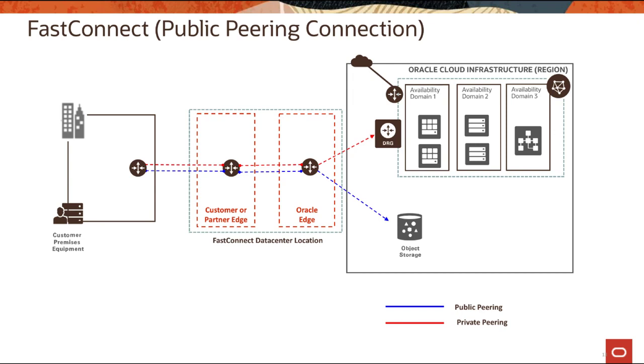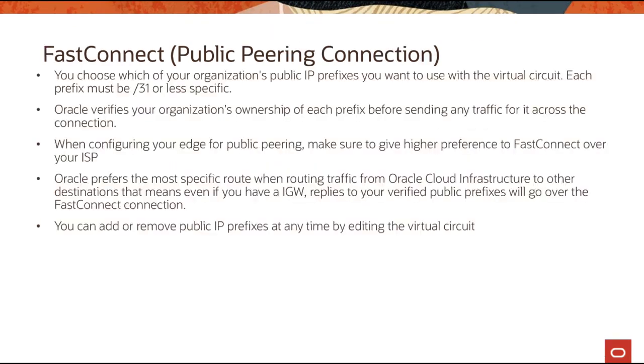You can directly access the public endpoints of Oracle Cloud Infrastructure of that region over that dedicated connection. So when you choose public peering, you provide your organization's public IP prefixes you want to use with the virtual circuit. Each prefix must be /31 or can be less specific.